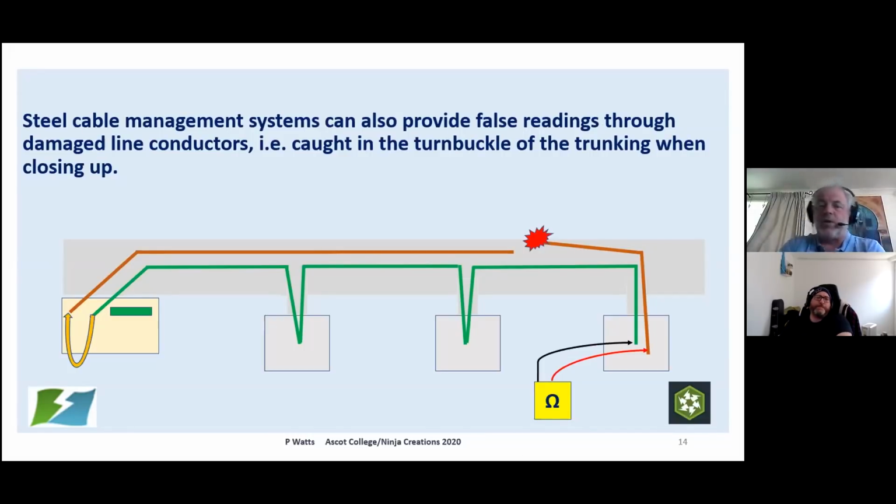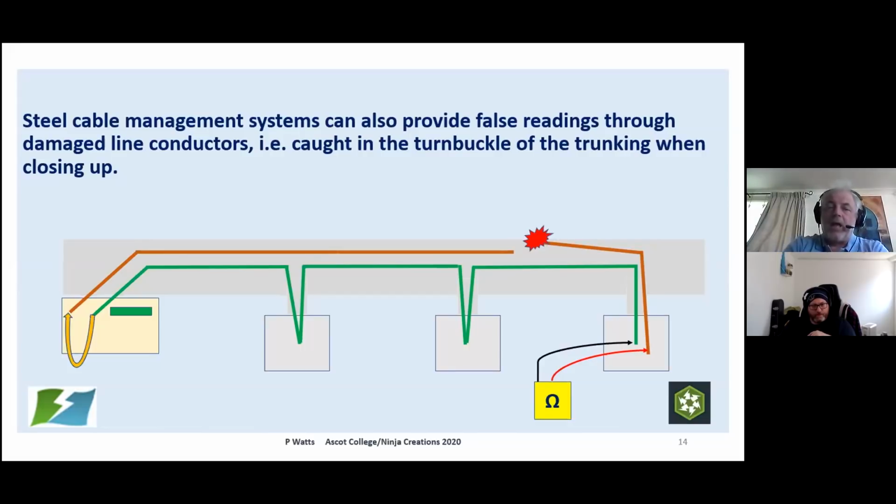That's now providing loads and loads of parallel paths and multiple pathways. So your test values are now going to be nowhere near what you've calculated. This is just one of those things where you have to accept the fact that I've got a steel, conductive cable management system. It's going to add parallel paths. Now my test values are not going to be anywhere close to what I calculated.